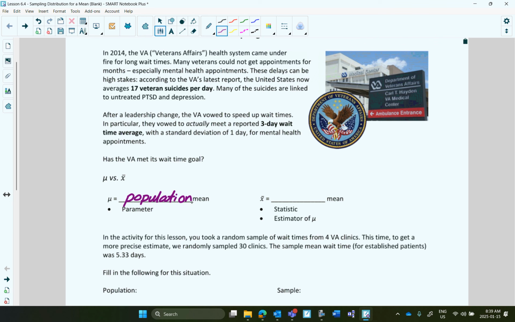But in order to test to see if this 3-day wait time with 1 day standard deviation is working, we need to take a sample. And then we need to study that sample by taking repeated samples and seeing what happens. So we are going to take a sample mean, which the notation changes to X bar. So that's the sample mean. Remember, a population measure is called a parameter. A sample measure is called a statistic, and we use this as a measure of this.